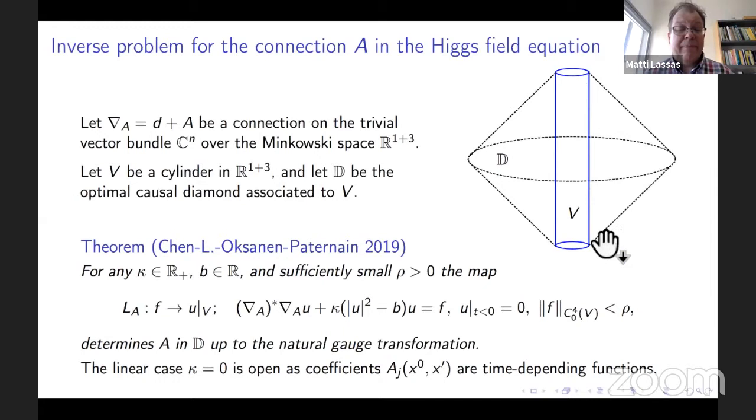So we considered the source-to-solution map, again, for this equation with small sources supported in V. We observe the waves only in V, and then we determine the connection up to a natural gauge transformation. This is very similar if you consider the classical inverse problem for the Schrödinger equation with a magnetic field. Then we can reconstruct the A modulo a gradient term. So this is very similar to this gauge transformation that we already have encountered in the study of classical inverse problems.